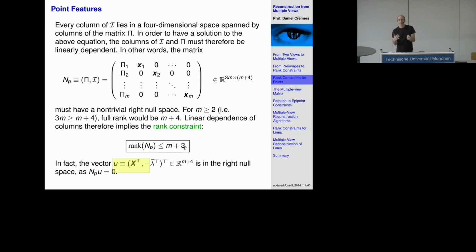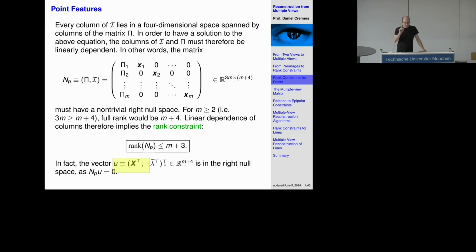Because if it's less than m plus 3, maybe m plus 2 or m plus 1, then it means the solution is non-unique. And this is how you can look at the rank of this matrix, and it will tell you everything.